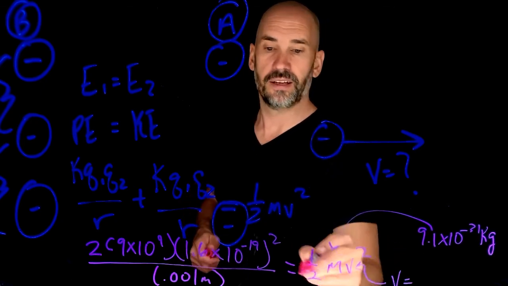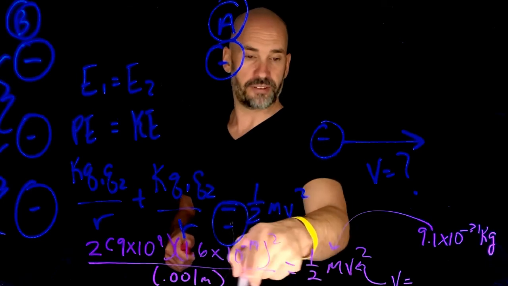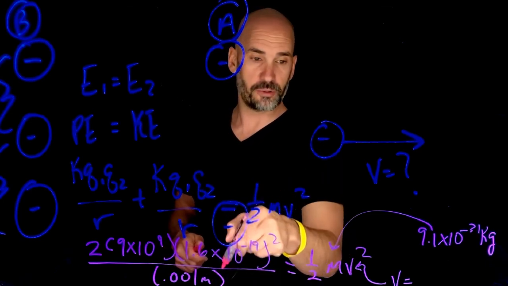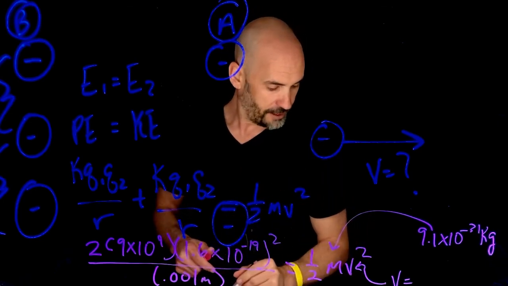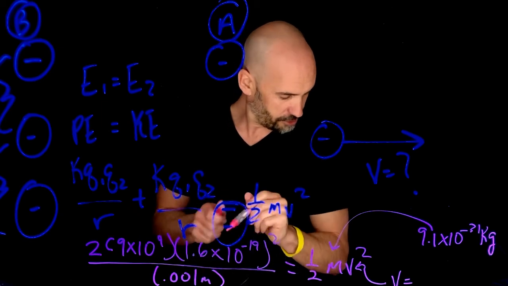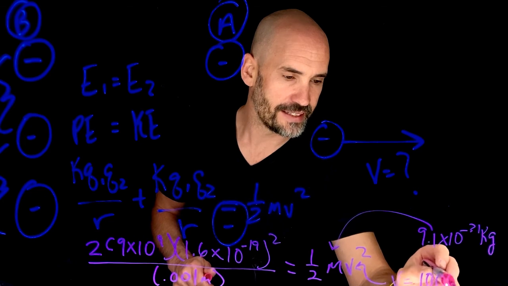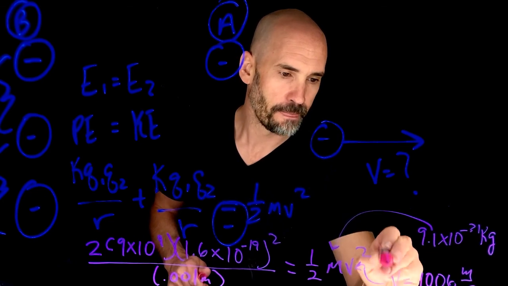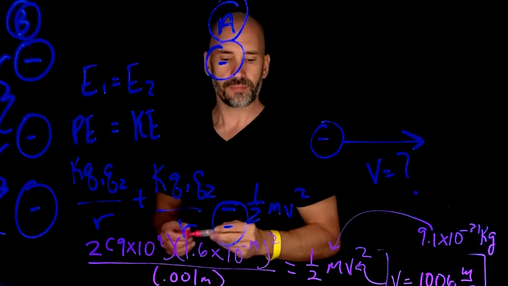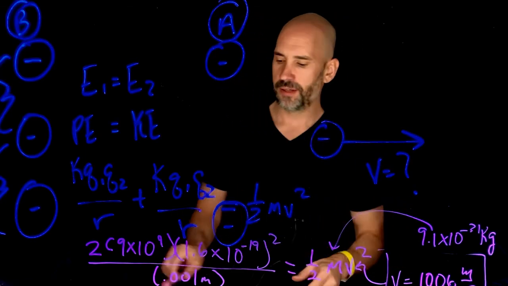If we multiply everything by 2, divide by the mass, and take a square root, we get a velocity of, I get 1,006 meters per second. Cool. Check me if I'm wrong.